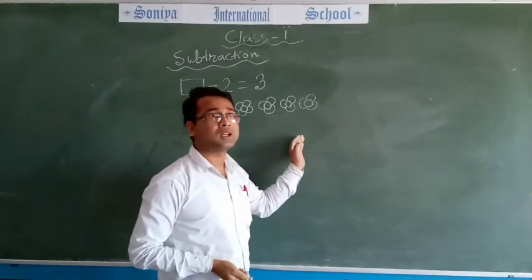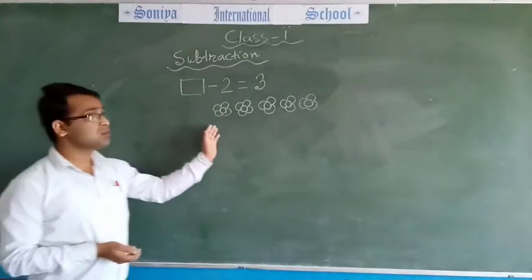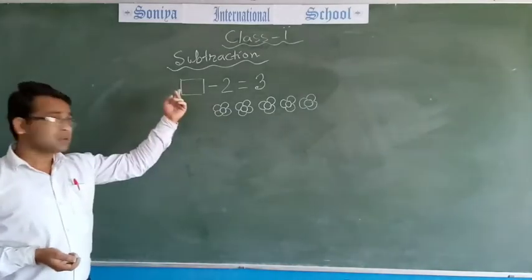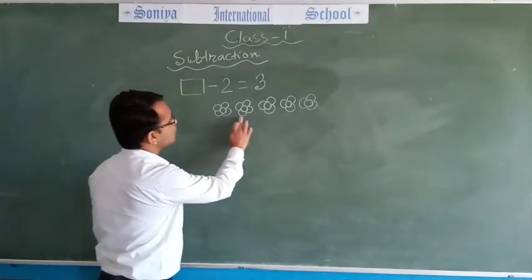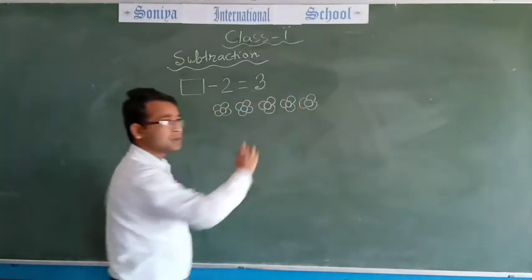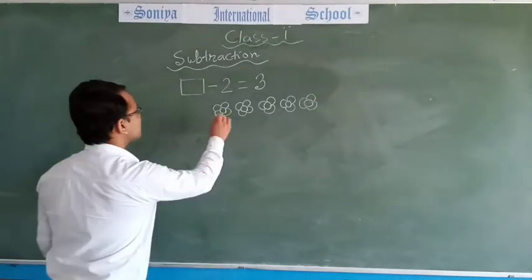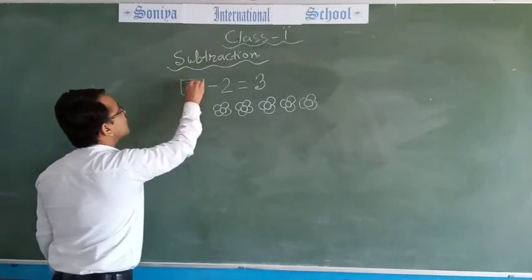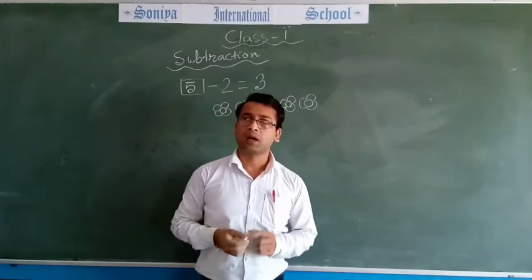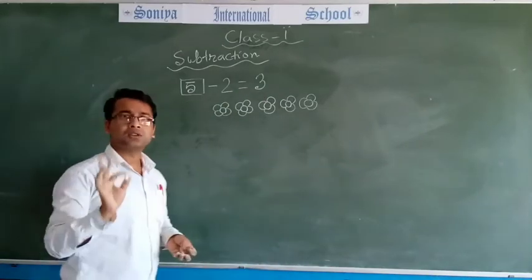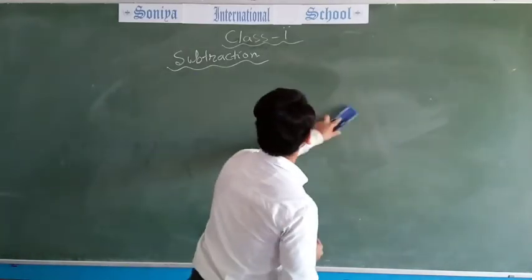Let's count all together and write here. Let's count how many flowers. 1, 2, 3, 4 and 5. How many flowers altogether? 5. Then 5 minus 2 is equal to 3. Another example like that.